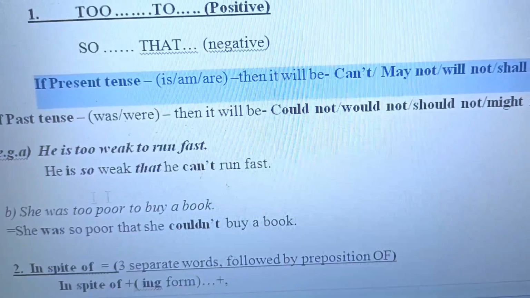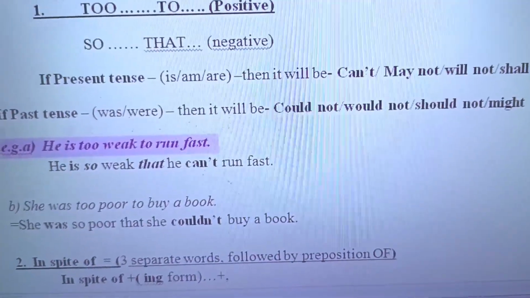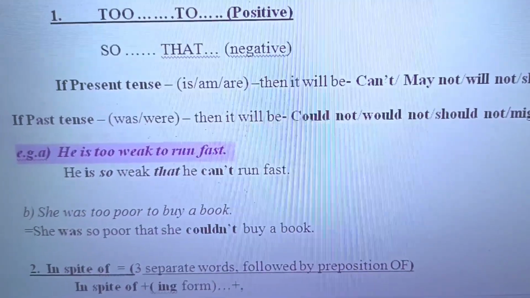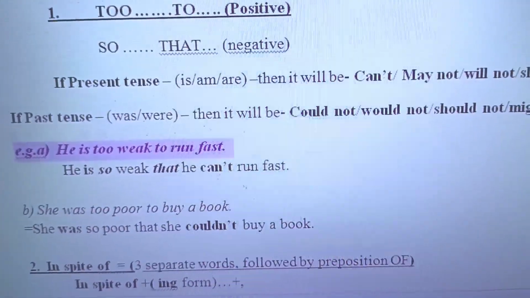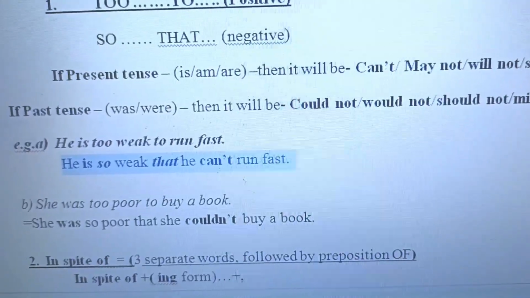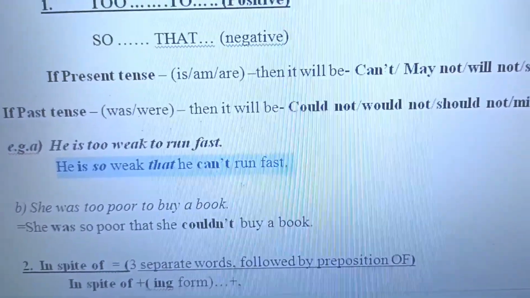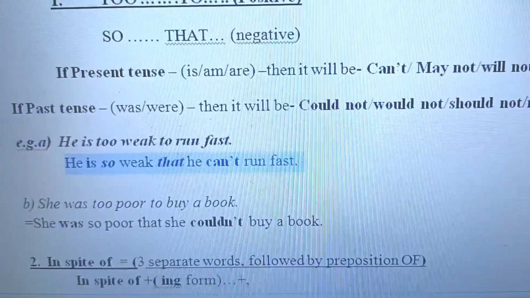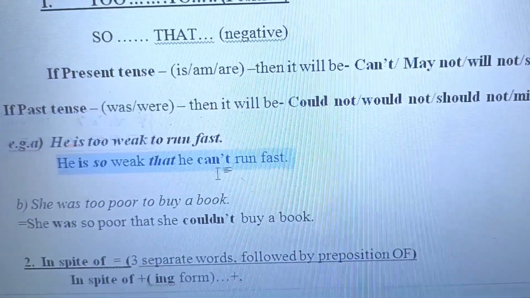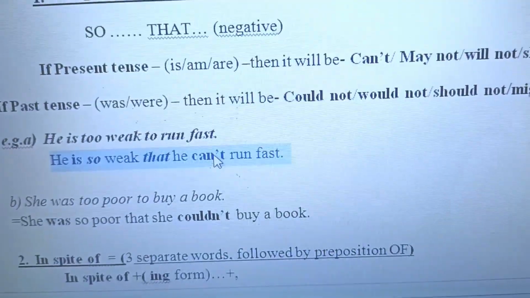So let's try to understand. He is too weak to run fast. So this sentence is in present tense. So when we change into so that pattern, then it will be: he is so weak that he cannot run fast. Since it is in present tense, we have used cannot.